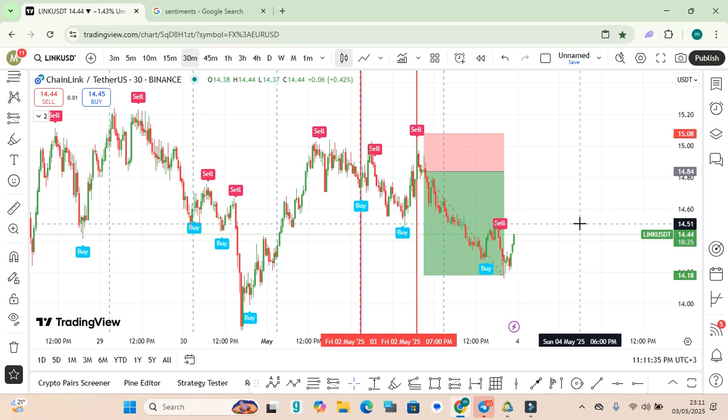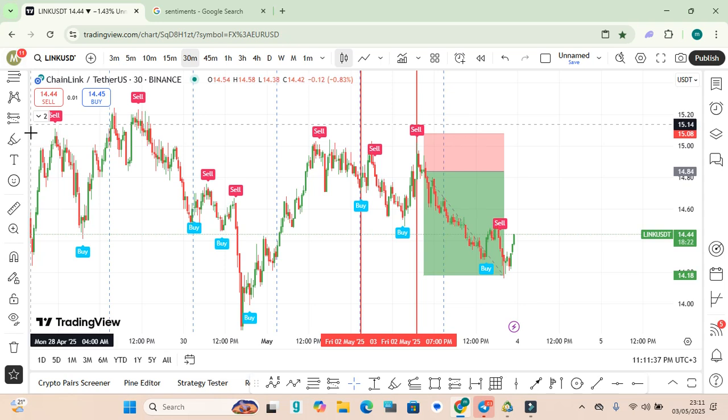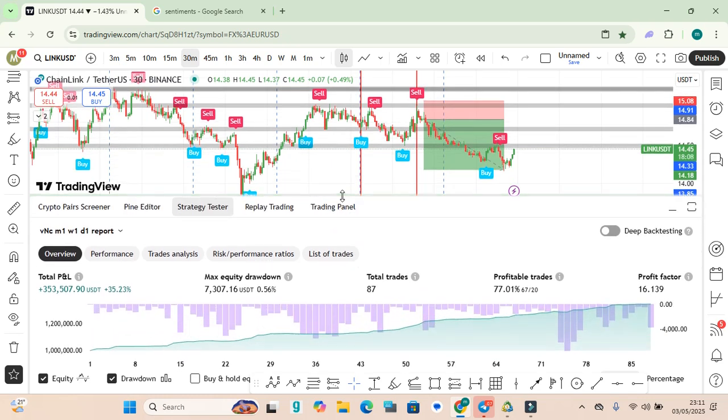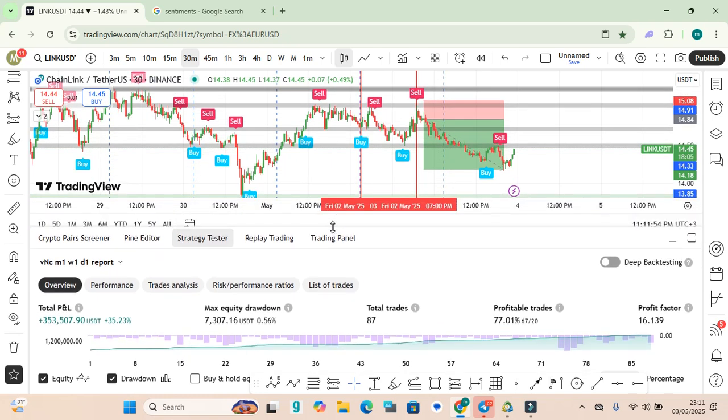So that way I am still doing something else. I'm doing some more back testing, and there's also performance I can show. It's kind of a robot with auto trading. You can see total trades 87, profit per trade 77.01, a maximum equity drawdown of $7,000, total profit $353,000. I'm telling you.